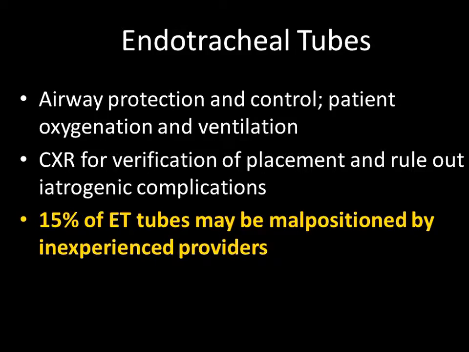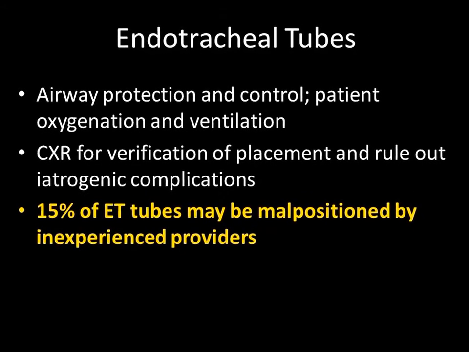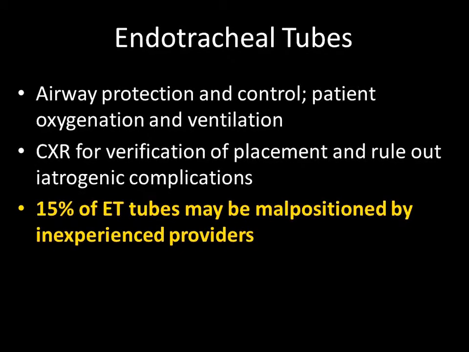ET tubes are common in the ICU. They're often placed to protect or control the airway in patients who are comatose or non-responsive, and this provides an avenue of oxygenation or ventilation in these patients.